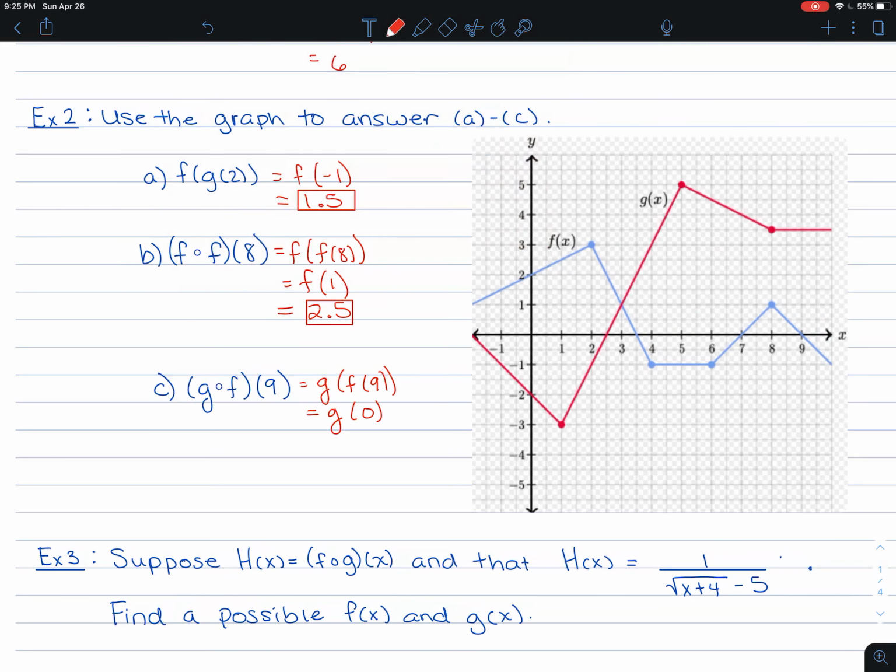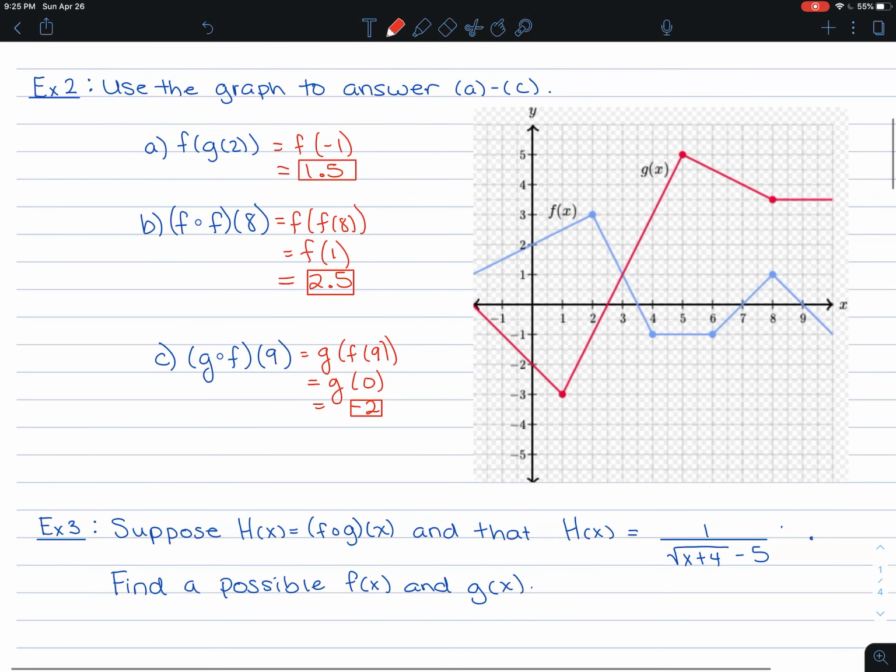I'm going to change this to red. So at x equals 0, we have 0, negative 2 for the g graph. So g of 0 equals what? If you said negative 2, then you are correct. So g of f of 9 equals negative 2.